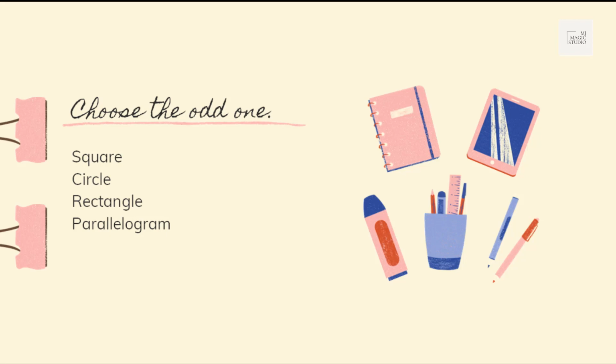So let's take up one example. Choose the odd one out from these four words: square, circle, rectangle, parallelogram. It's a classical simple question to start with. It was asked at WBPSC 2018.